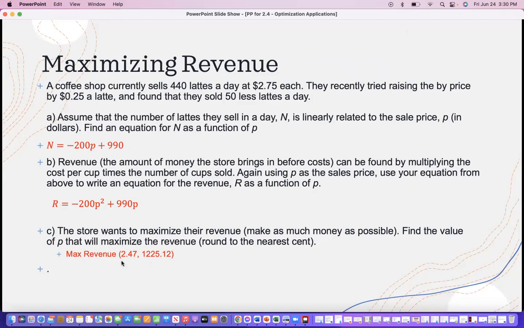My X value, which is P in this case, tells me the price per latte. And then the revenue I generate, the money that comes in at that price, is $1,225.12.